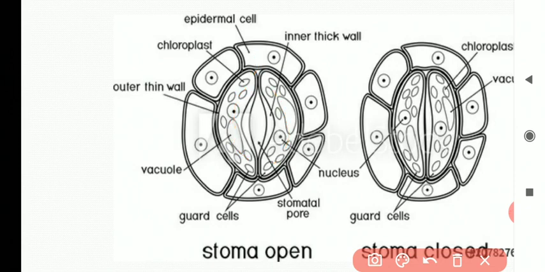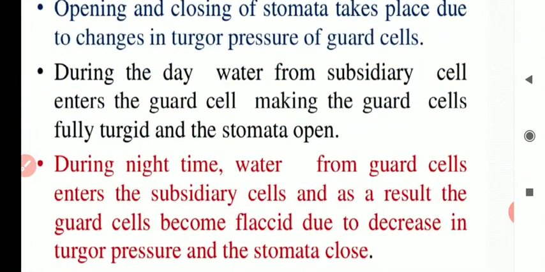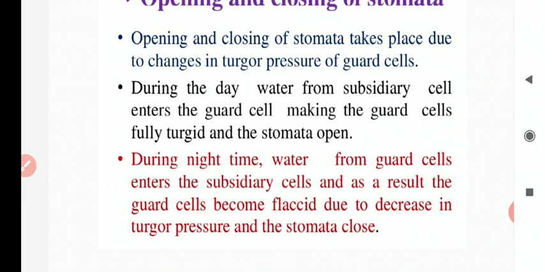So let's see, this opening of stomata happens during daytime. Now what happens during night time? During night time, water from guard cells enters the subsidiary cells and as a result guard cells become flaccid due to decrease in turgor pressure and the stomata get closed.